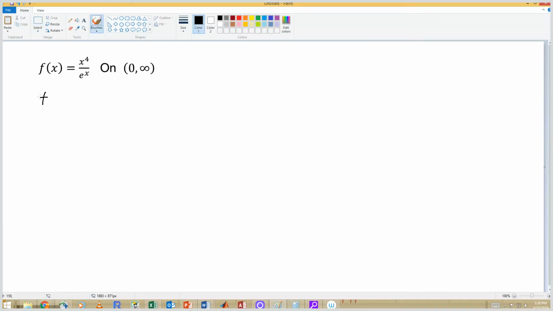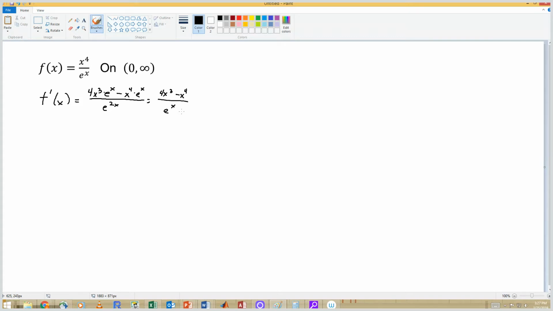So the first derivative of this function is, let's see, the derivative of the numerator, 4x cubed, times the denominator, e to the x, minus the numerator, x to the fourth, times the derivative of the denominator, e to the x, all divided by e to the 2x, which of course is equal to 4x cubed minus x to the fourth divided by e to the x.